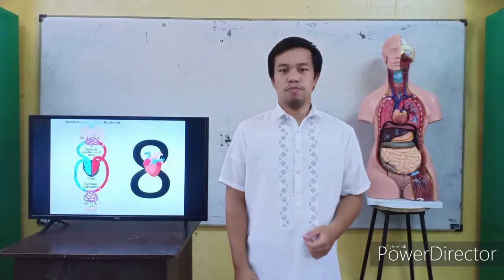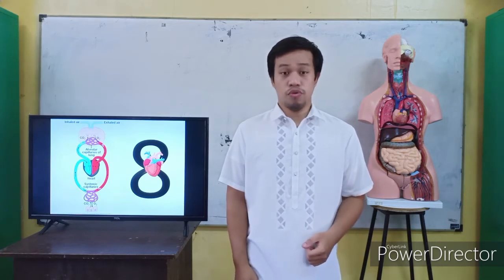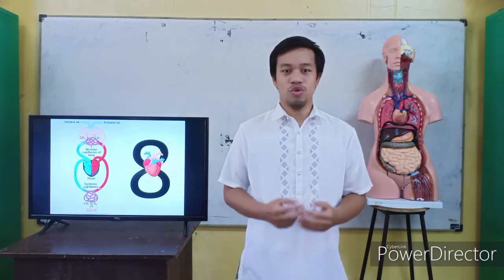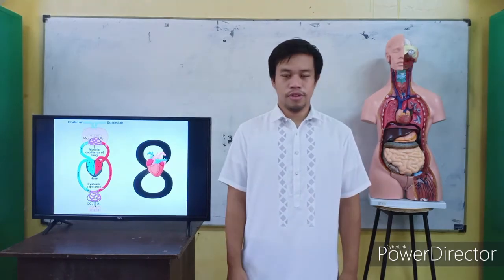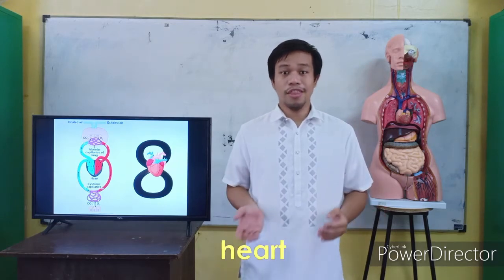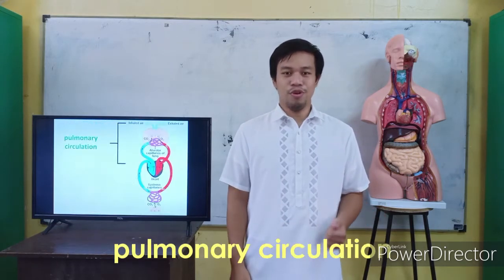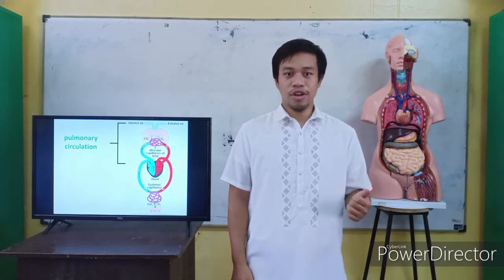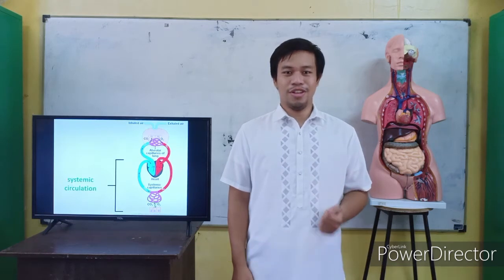The overall pattern of blood flow throughout our body is mainly composed of two loops that look like a figure 8. The heart is located at the center where the two loops cross. In the first loop, the blood flows from our heart through the lungs and then back to the heart. This loop is called the pulmonary circulation. In the second loop, the blood is pumped from our heart throughout our body and then back to the heart. This loop is called the systemic circulation.